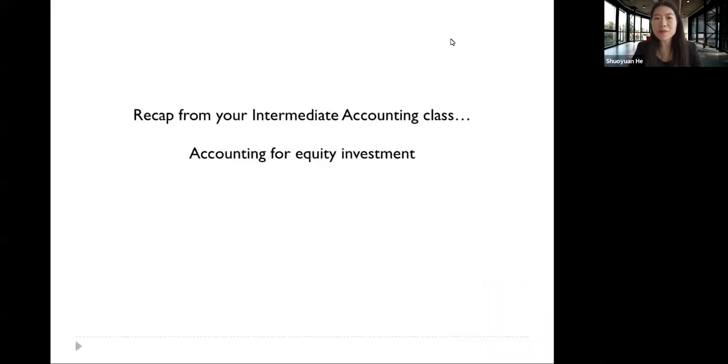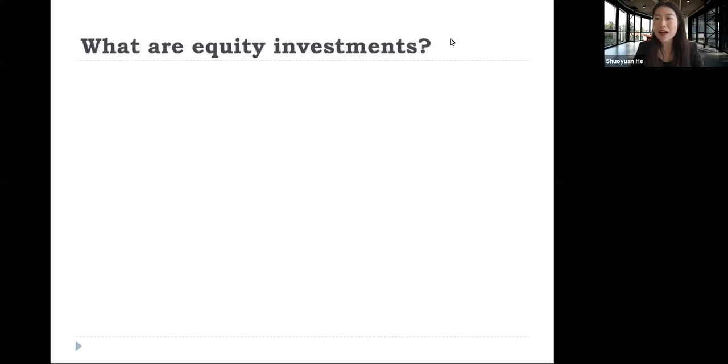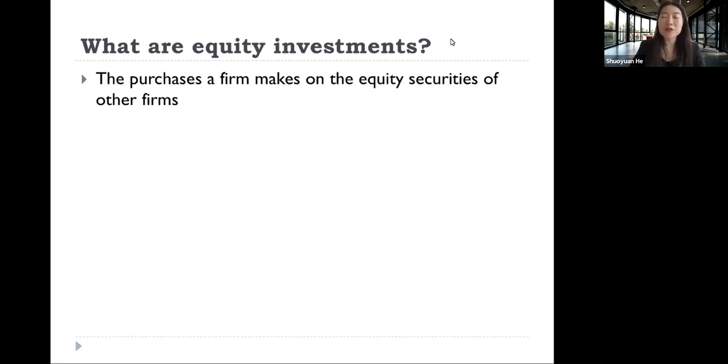First, let's start with a recap from your intermediate financial accounting. In intermediate financial accounting, we talked about accounting for equity investments. Does anyone still remember what equity investments are? So here's the definition of an equity investment. Equity investments are purchases a firm makes of the equity securities of other firms.